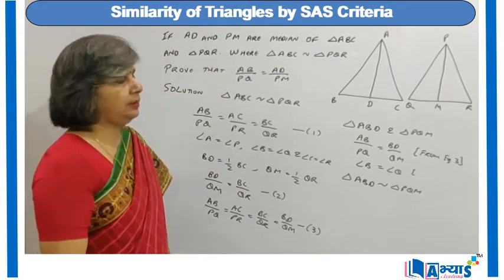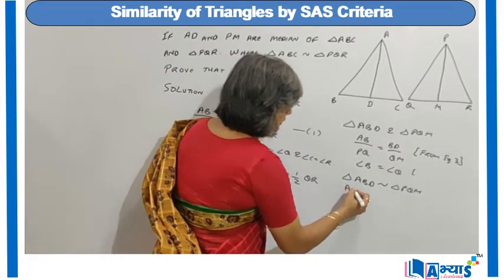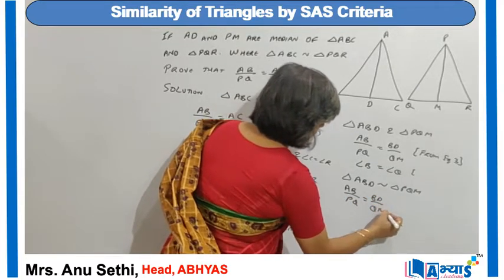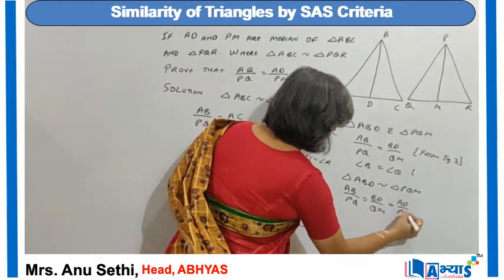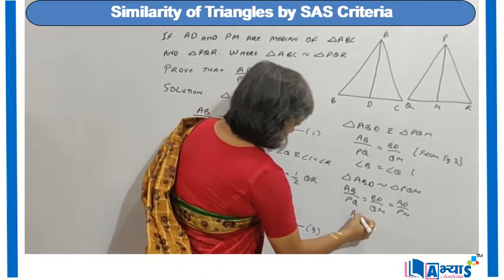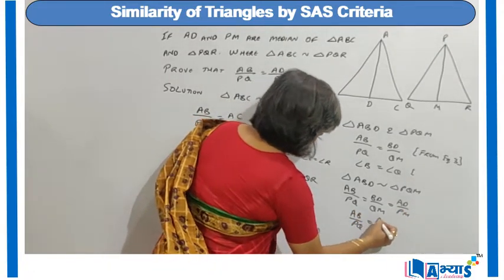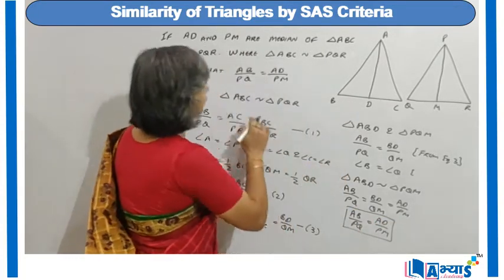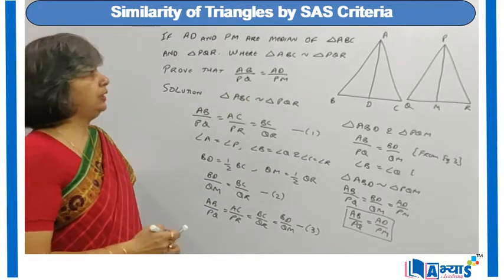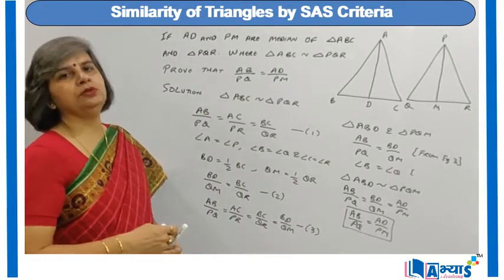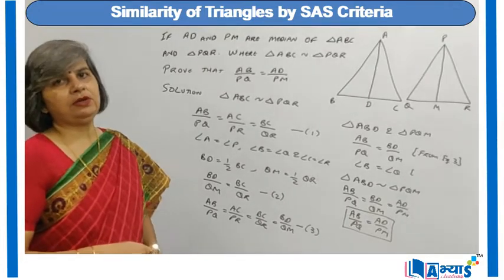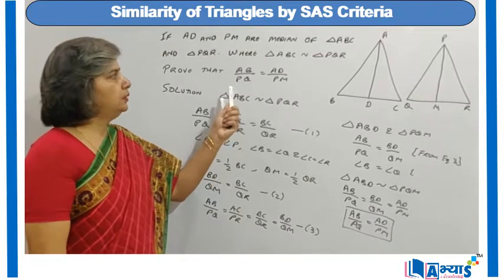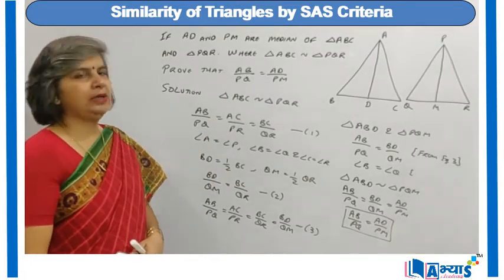So from this similarity the ratios will be AB upon PQ is equal to BD upon QM is equal to AD upon PM. So hence we have proved that AB upon PQ is equal to AD upon PM. So this is the relation that we were supposed to prove. So this is how we can use the concept of the SAS criteria of similarity to find the relation AB upon PQ is equal to AD upon PM.